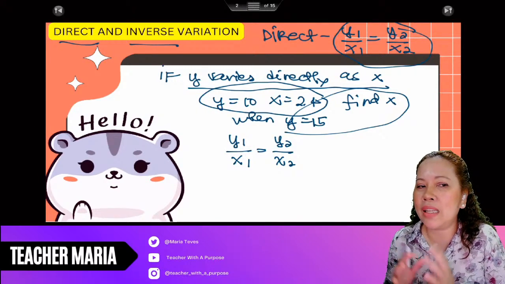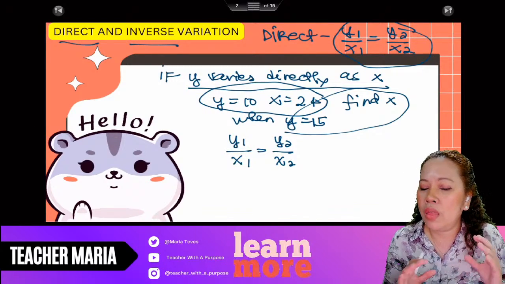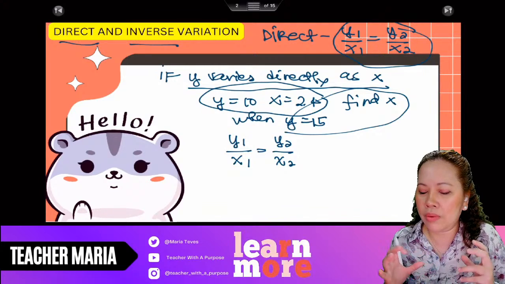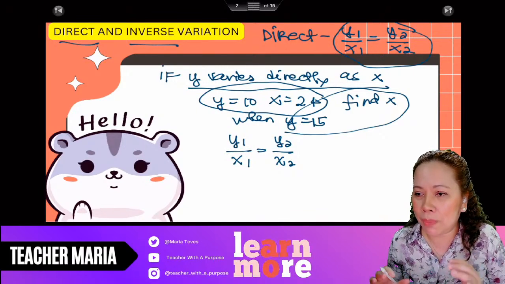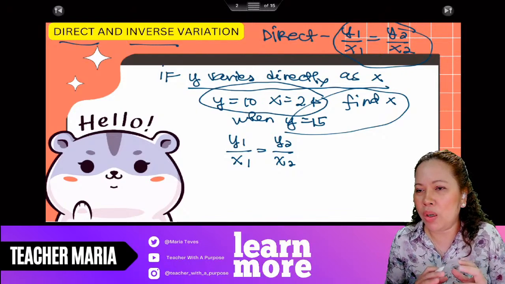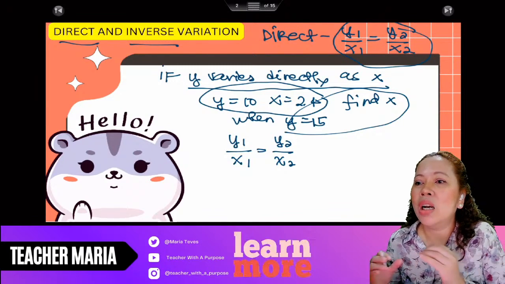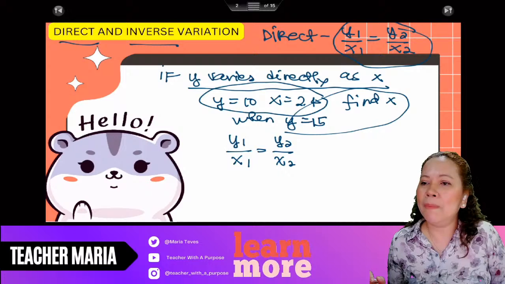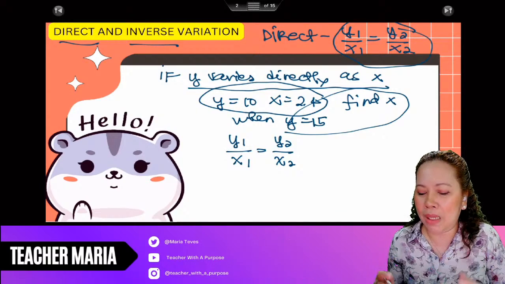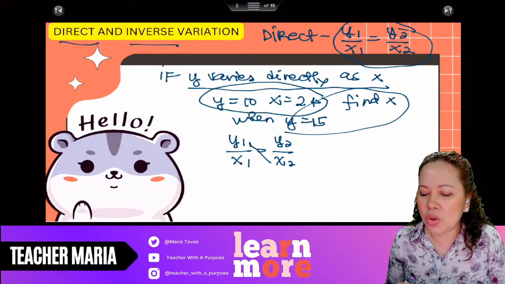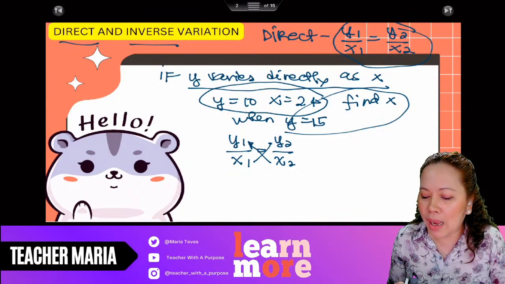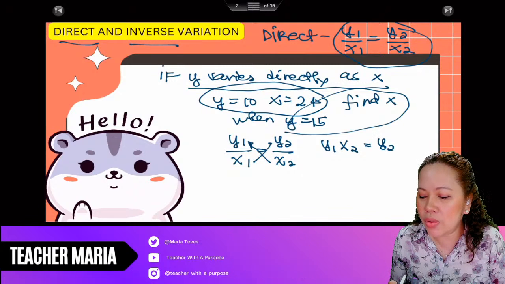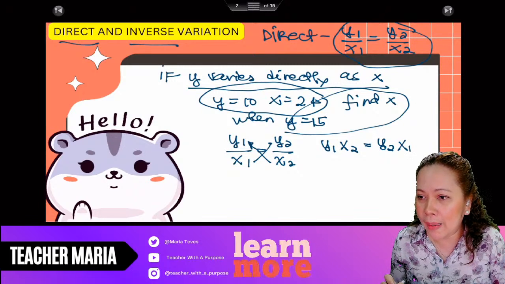Not really necessary. It's not necessary for the initial value to be y1. However, for convenient purposes, yun na yung y1 mo. Y1 means initial, y2 means final. Okay? So, y2 yung hinahanap natin. So, what you need to do is cross multiply. Alright? So, you will have y1 x2 equals y2 x1.